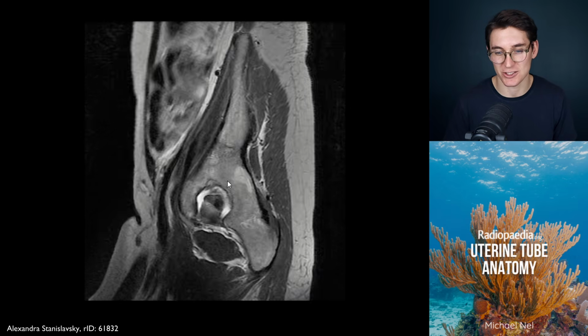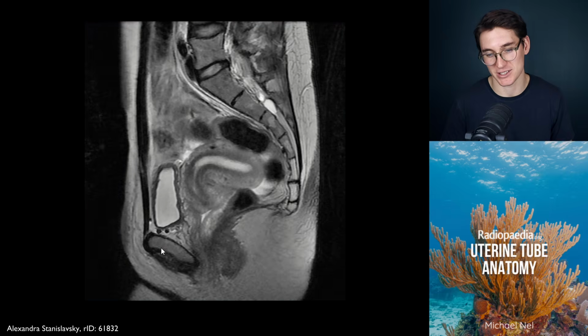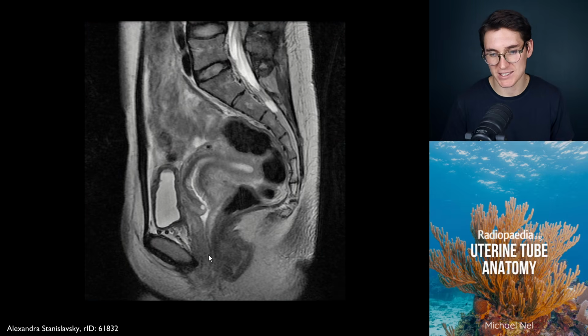Here's a sagittal T2 weighted MRI of this patient. You can find the bladder anteriorly and the pubic symphysis here. And we can see posteriorly the rectum. Between the bladder and the rectum here, we've got the vaginal canal. Here's the external os of the cervix. We can follow the cervix up into the uterine cavity.